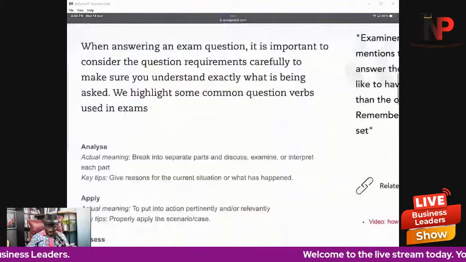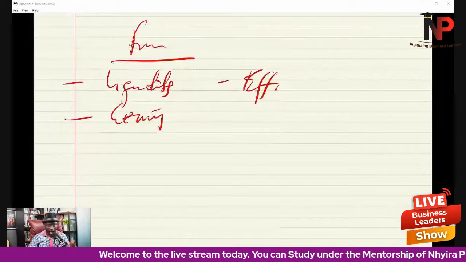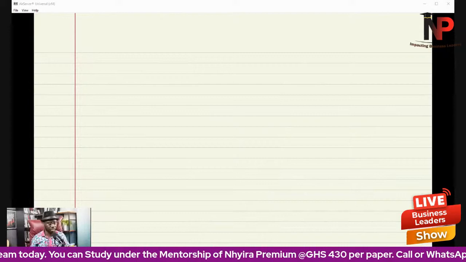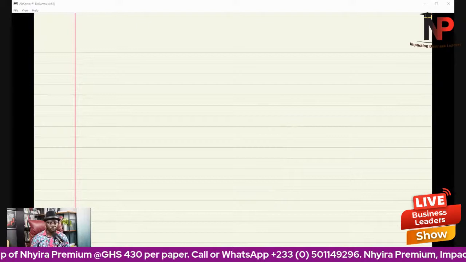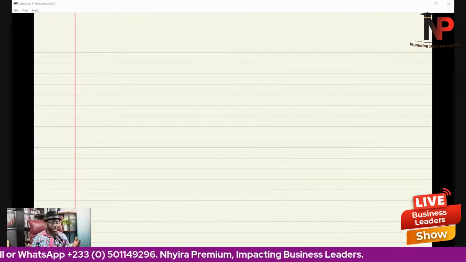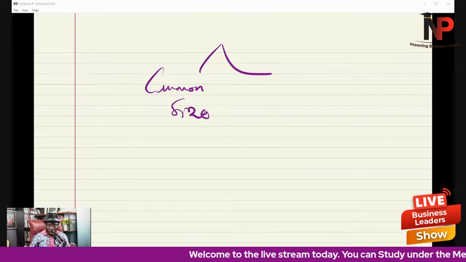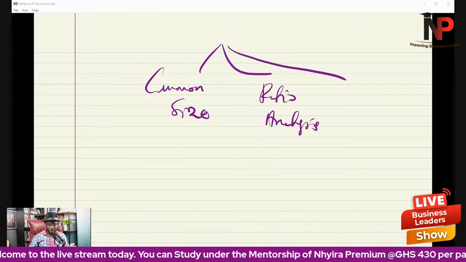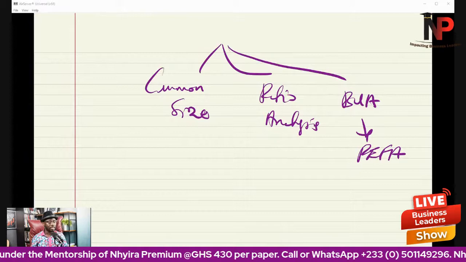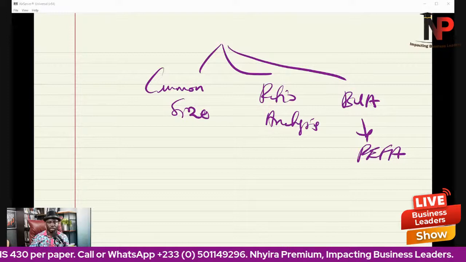Now, if you're in public sector accounting and finance, the same idea. So let's say that we are doing ratios, because ratios is one of the things the examiner may be bringing when it comes to performance evaluation for public sector entities. If we are supposed to analyze the performance of the entity, depending on the kind of thing that we are doing, so if it is common size and the examiner says we should analyze, or it is ratio analysis, or it is budget variance analysis, where we're going to be using PIFAR to analyze, that means you're going to take each part and discuss it individually.